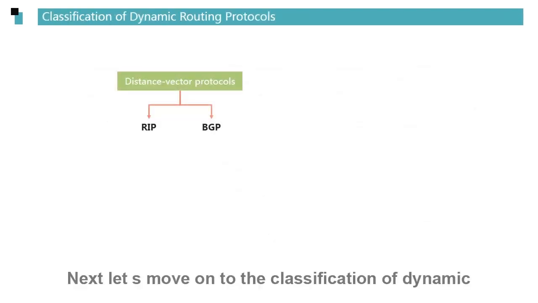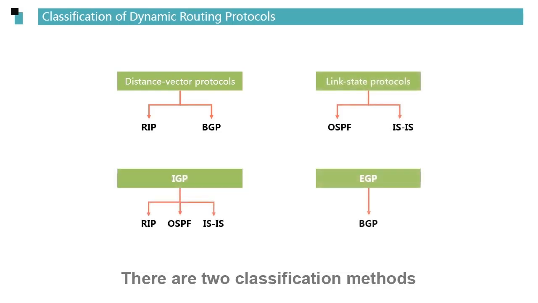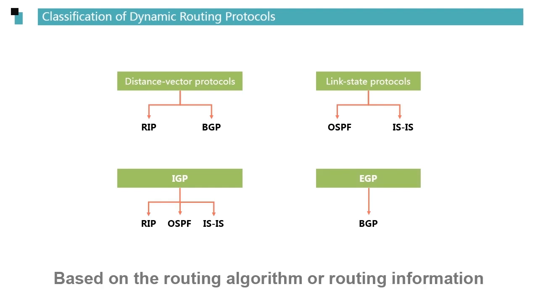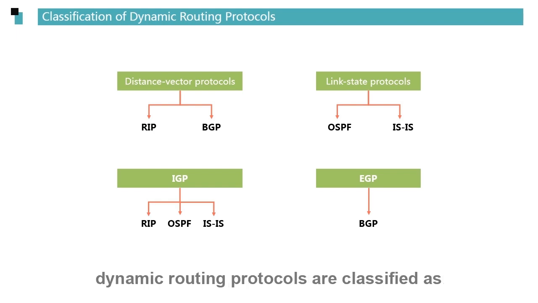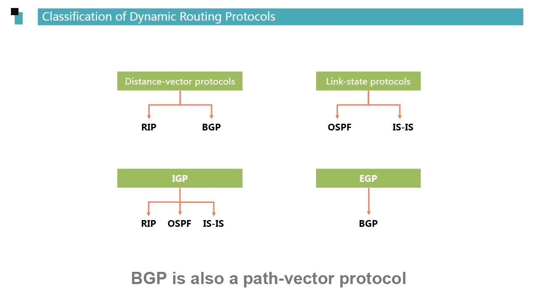Next, let's move on to the classification of dynamic routing protocols. There are 2 classification methods. Based on the routing algorithm or routing information, dynamic routing protocols are classified as distance vector protocols or link state protocols. Distance vector protocols include RIP and BGP. BGP is also a path vector protocol.